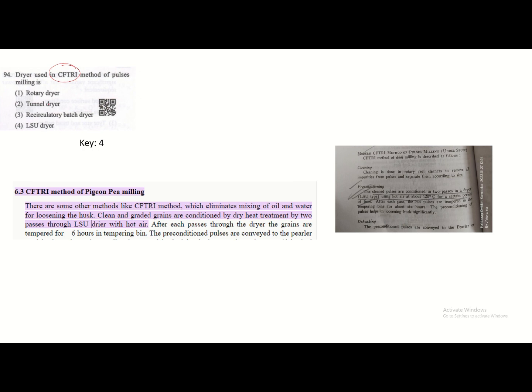Which type of dryer is used? Not rotary, not tunnel, not reciprocal. LSU is the correct answer. Now the CFTRI method, this is the source. The CFTRI method always uses an LSU dryer. So the minimum temperature for this operation is 6 hours.